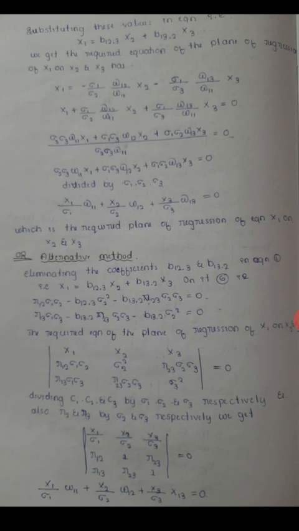When this determinant is simplified, we get x1 upon sigma 1 omega 11 plus x2 upon sigma 2 omega 12 plus x3 upon sigma 3 omega 13 equals 0. This is also the required plane of regression of x1 on x2 and x3.